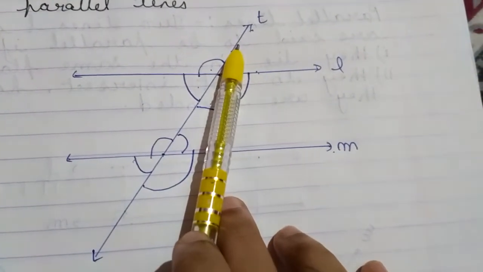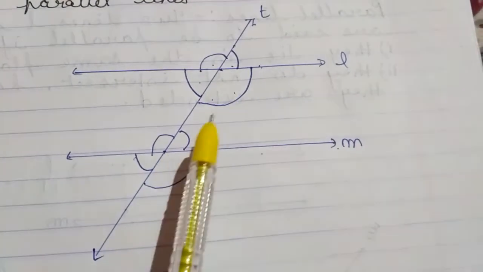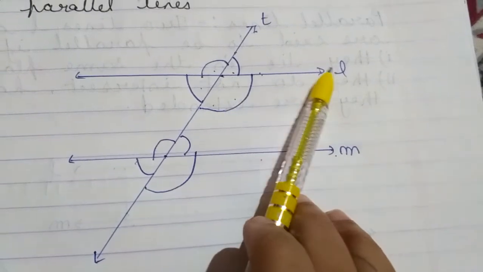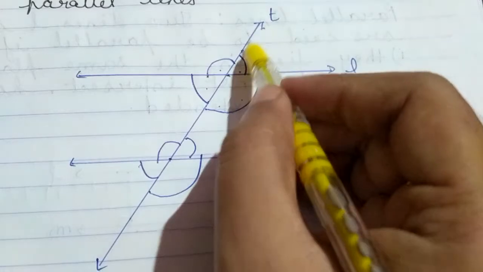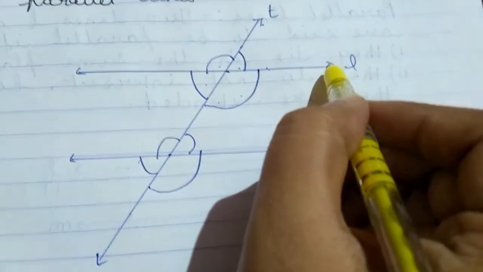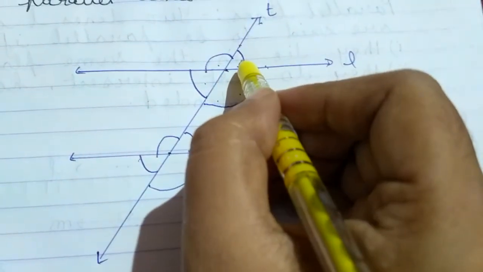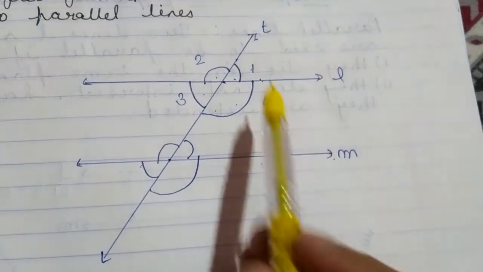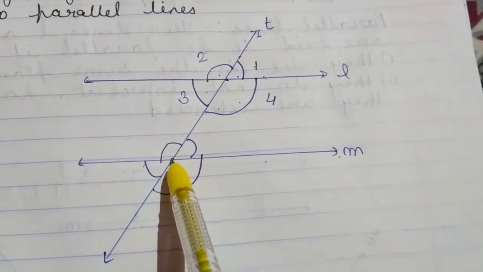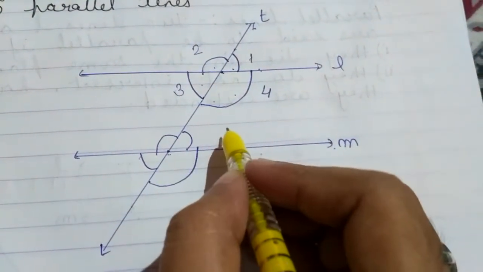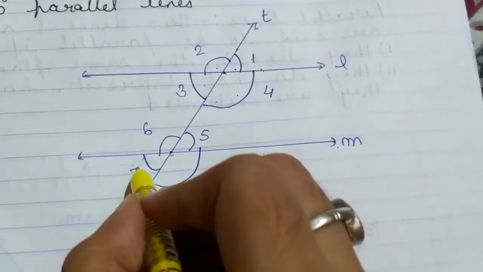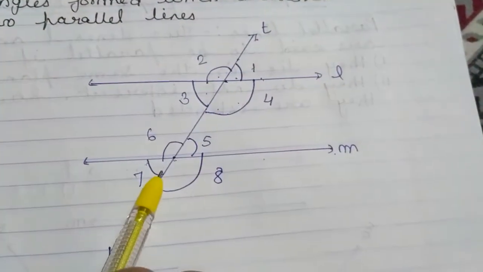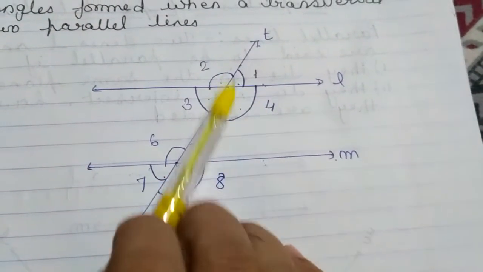In short, just look at this. When a transversal cuts two parallel lines at distinct points, on those points it also makes angles. When transversal T cuts the parallel line L, it makes 4 angles: 1, 2, 3, 4. Understood? Also, when this transversal cuts M, it makes another 4 angles: 5, 6, 7, 8. So when a transversal cuts two parallel lines, it also forms angles.